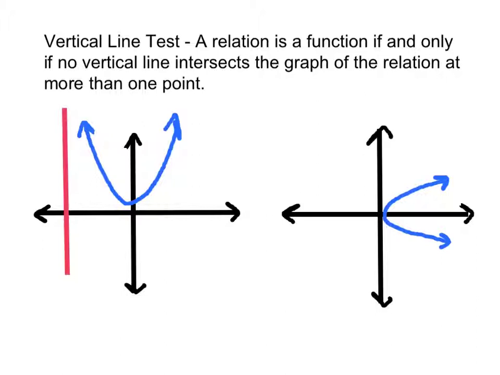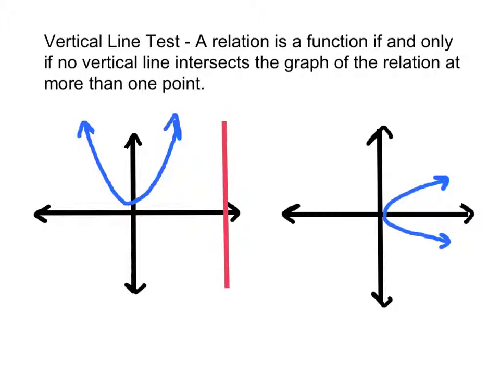Another way to determine whether or not something is a function is by using the vertical line test. A relation is a function if and only if no vertical line intersects the graph of the relation at more than one point. If we take a look at the graph on the left-hand side, and I move a vertical line through the graph, I can see that the red line intersects the blue curve in only one location at each point. That means that the graph on the left is definitely the graph of a function.